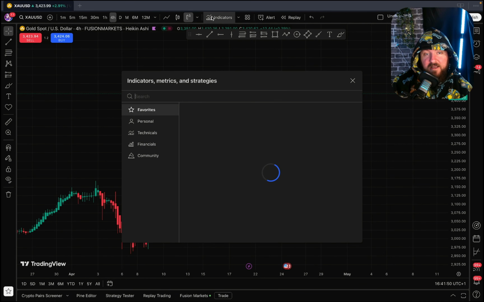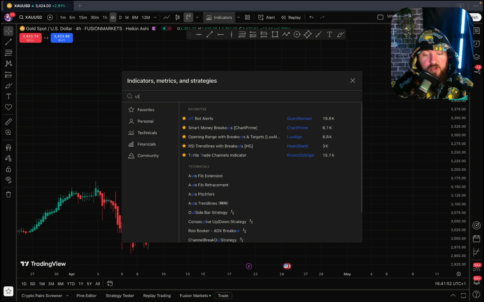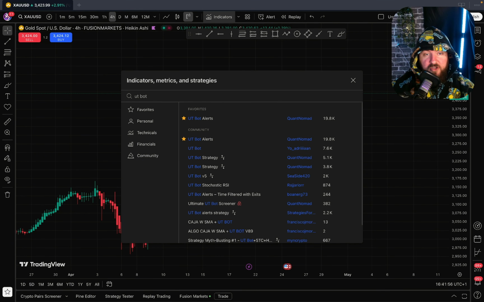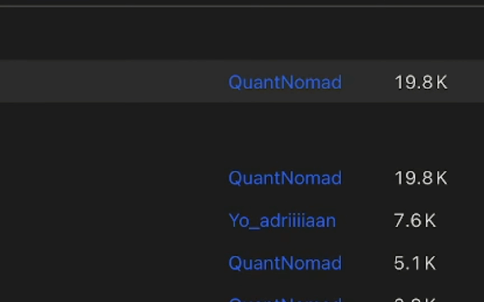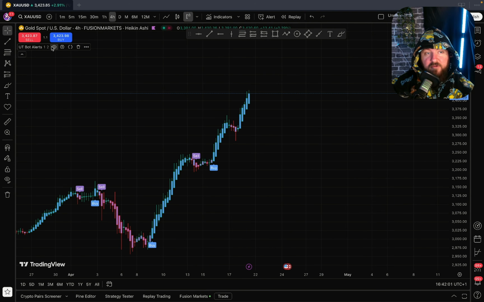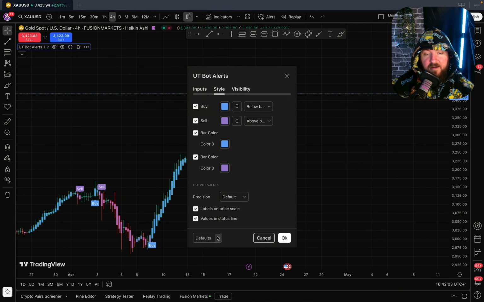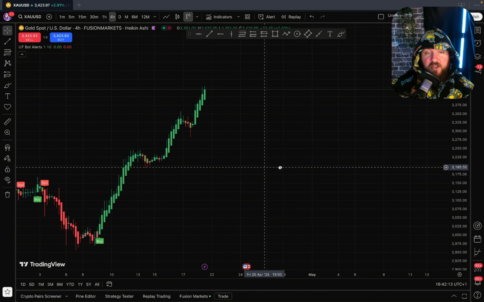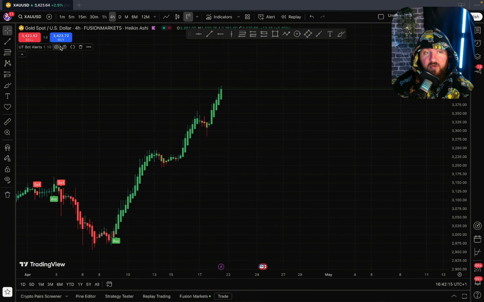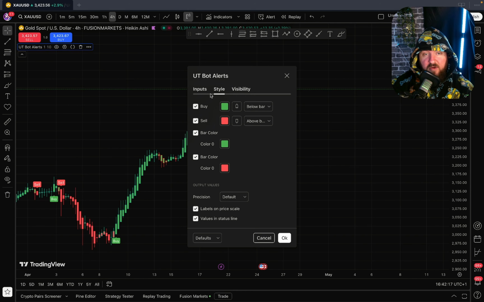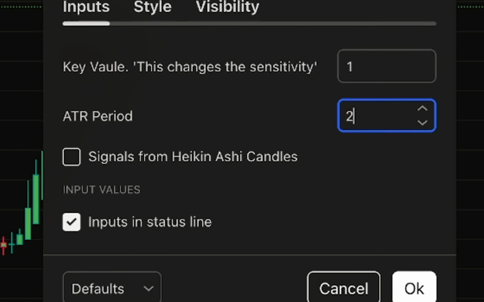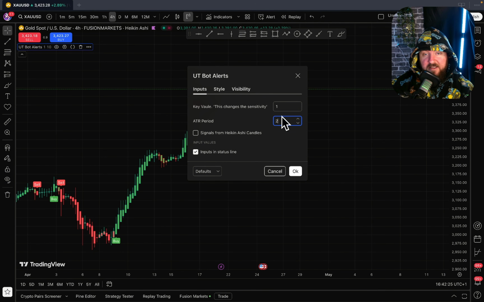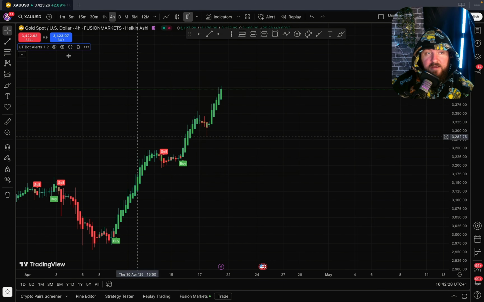You're going to want to go to indicators and type in UT Bot Alerts by Quant Nomad. Click on this. I've already got my colors set up to my scheme, but I'm going to put them back to normal just for this video. So this is what it looks like originally. Change the color to whatever you want. That's not important. What is important is the settings. We go over to inputs and we choose 2 for the bottom, 1 for the top. So key value, sensitivity 1, ATR period 2. So now we're set with that.